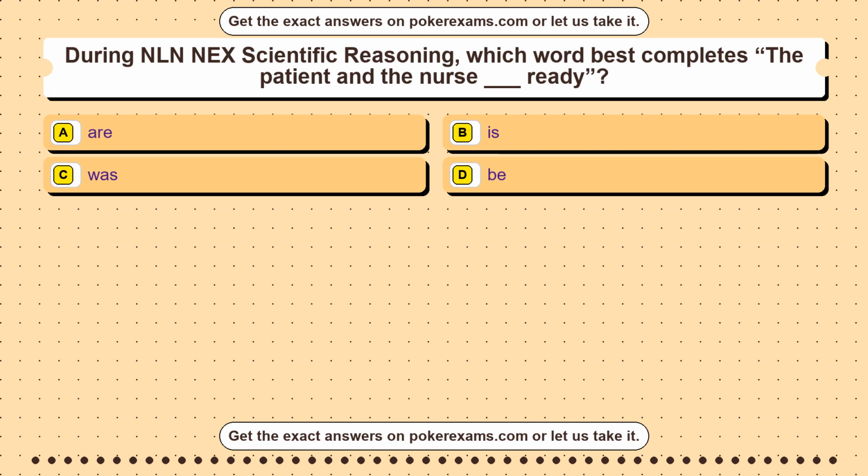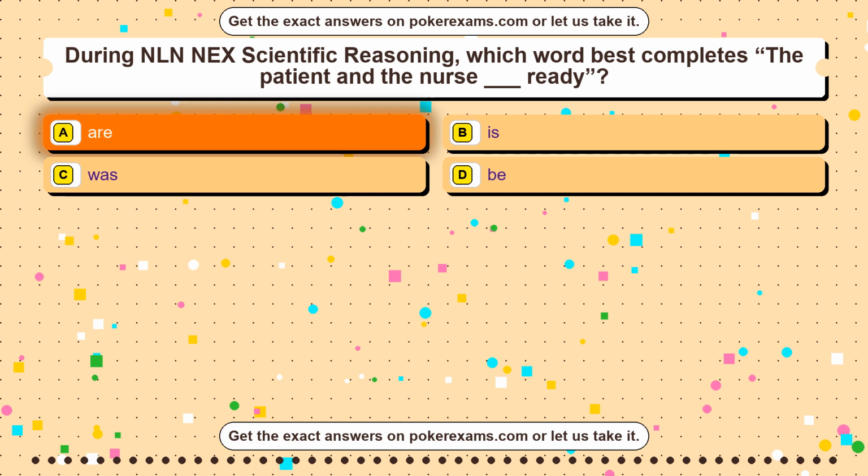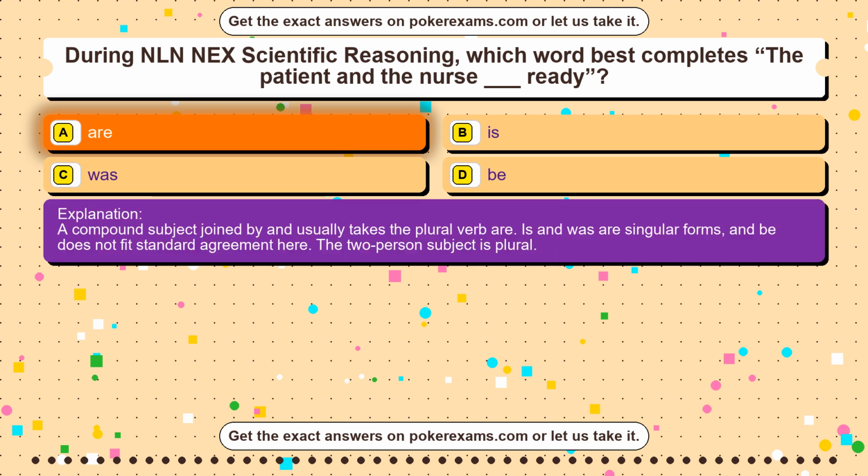Question 1. During GED Science Practice Test, which graph is best for showing change over time? Option A, line graph. Option B, pie chart. Option C, map. Option D, Venn diagram. The correct answer is option A. A line graph is best for trends over time because it shows continuous change. A pie chart shows parts of a whole, a map shows location, and a Venn diagram compares sets. Time trend is the key clue.